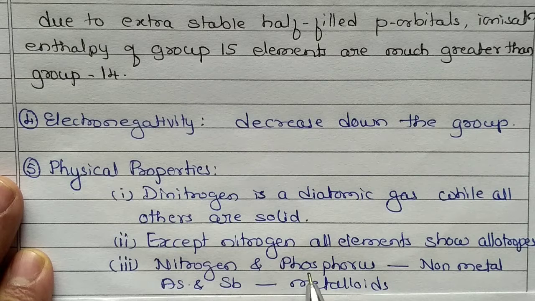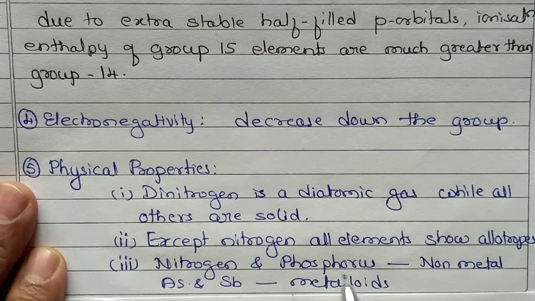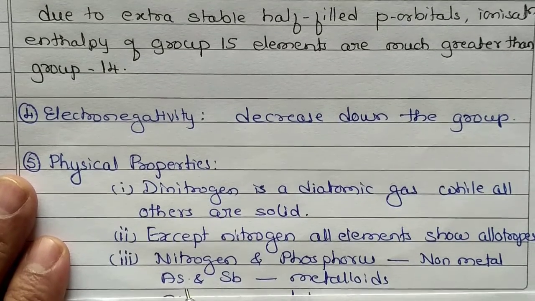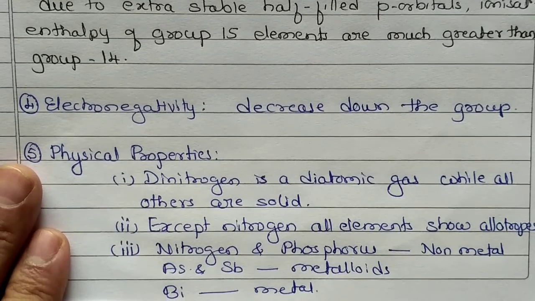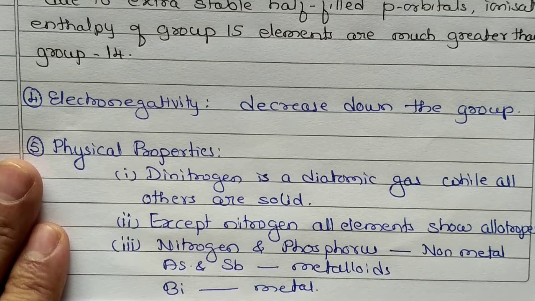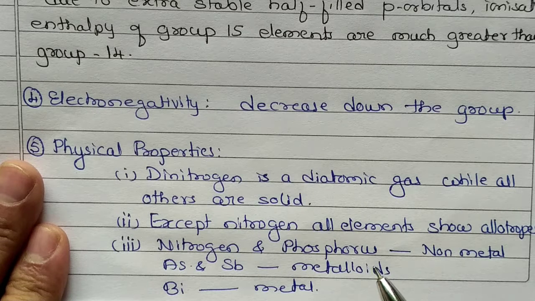Nitrogen and phosphorus are non-metals, whereas arsenic and antimony are metalloids and bismuth is a metal. So this comes under some physical properties. And here also the melting point and boiling point increase down the group. So these are some of the physical properties.